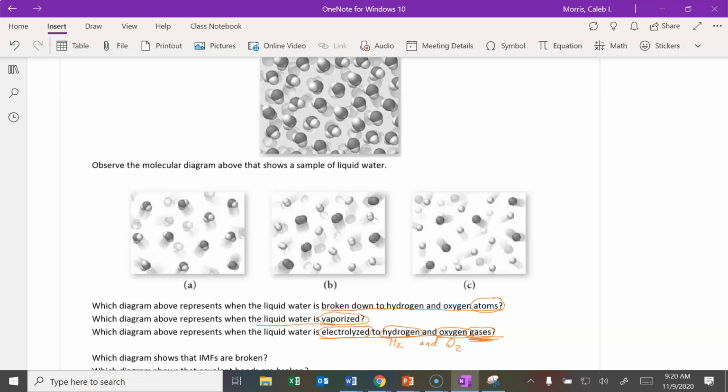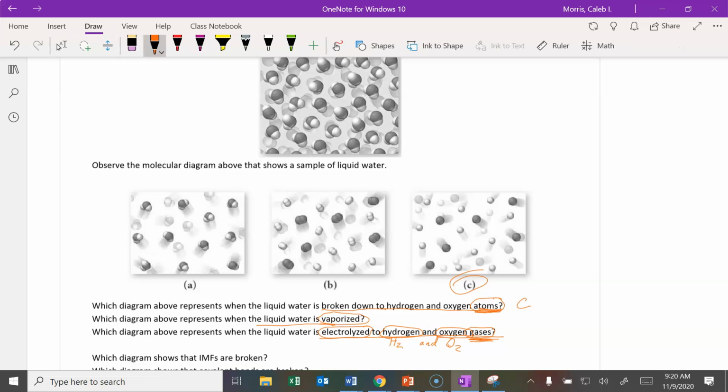So what we want to do for the first part is find which one represents just oxygen and hydrogen atoms. Well, that would be C. This one here represents the hydrogen and oxygen atoms, individual atoms separated from each other, not bonded at all. Which diagram above represents when the liquid water is vaporized? Well, if it's vaporized, that means it's still going to be the same molecule, just in a different state of matter, a gas. So that would be A, because we still see H2O.